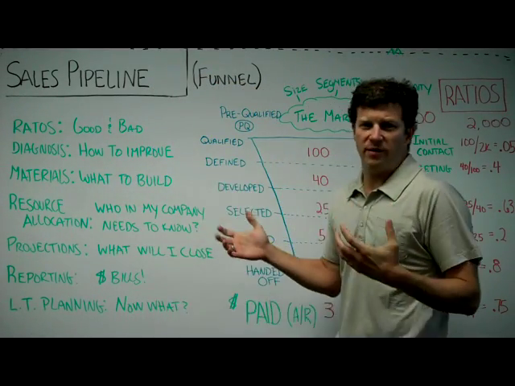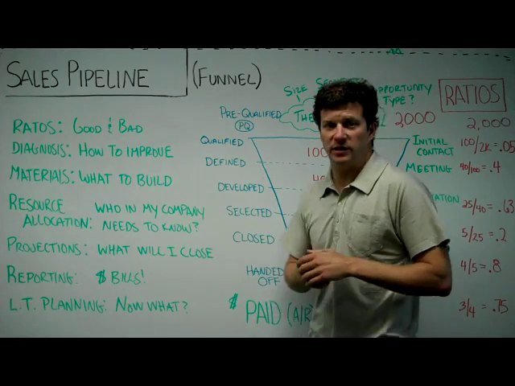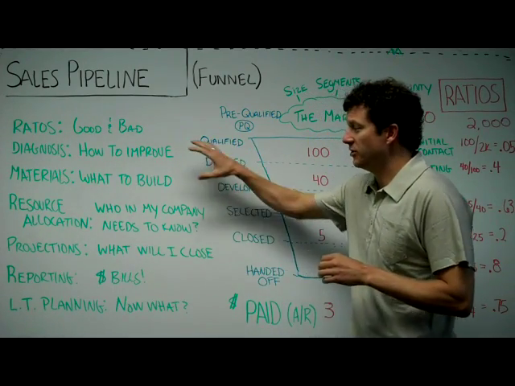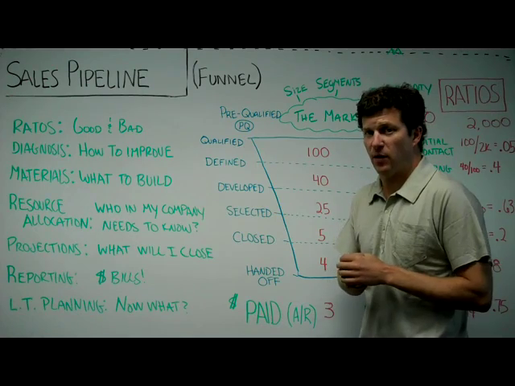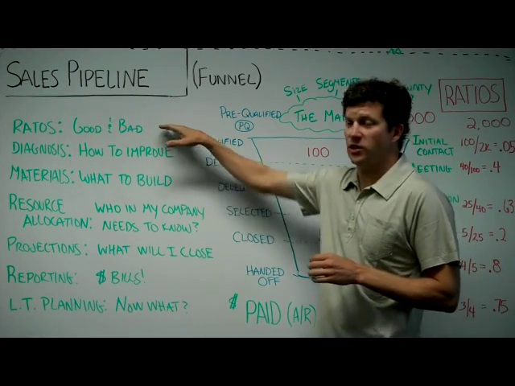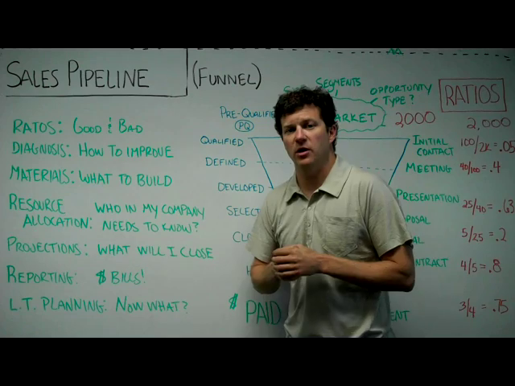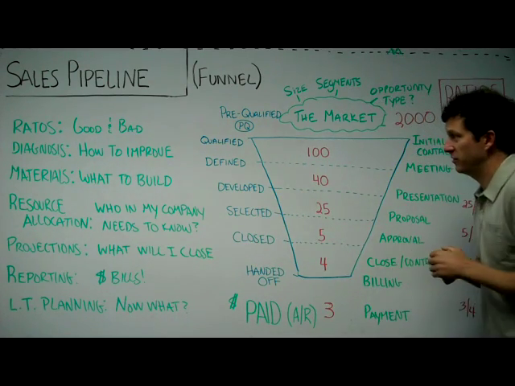So what do you do with that information? What flows out of a good sales pipeline? These are some of the major and basic things that flow out of a sales pipeline. The first is the ratios we discussed. You should be able to know what you're good and bad at inside your sales process.